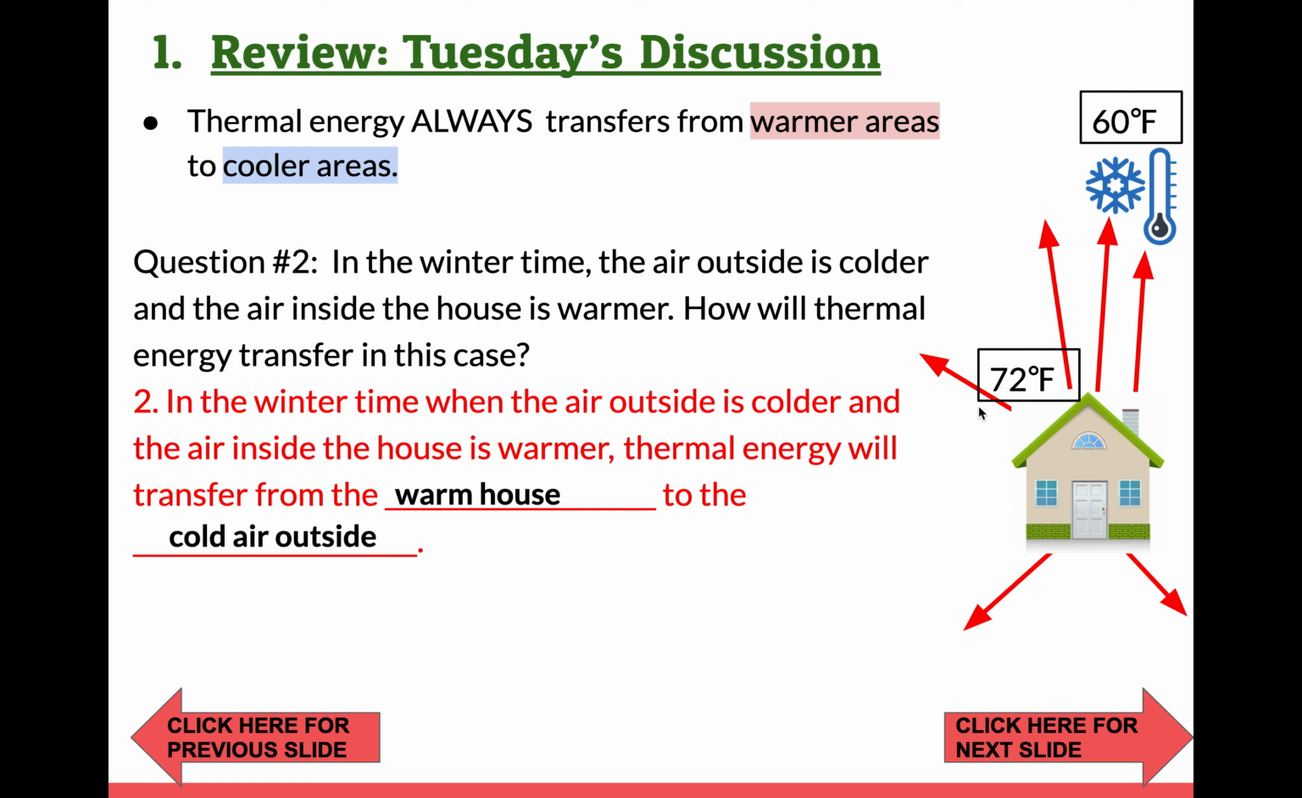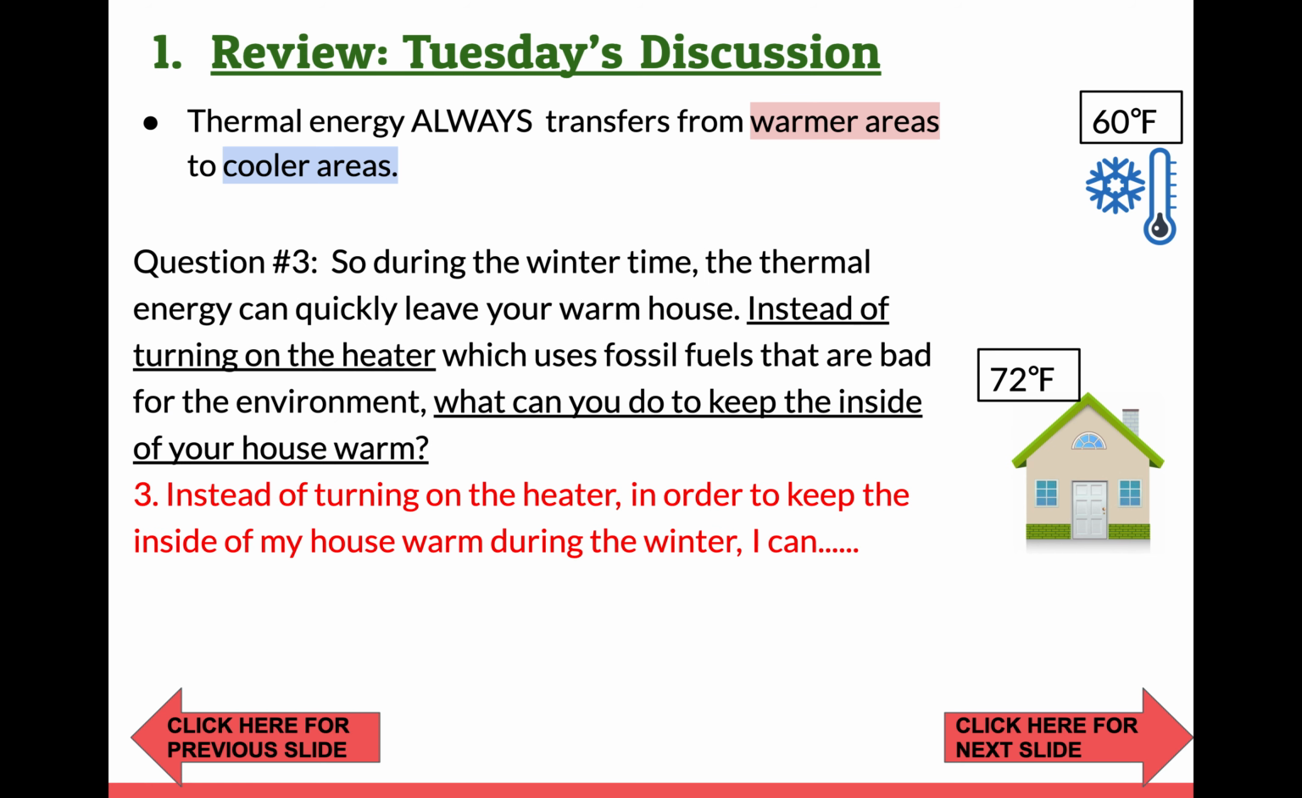It's pretty simple. Find the warm object and make thermal energy go out of the warm object to the colder air outside. Third question. So during the winter time, thermal energy can quickly leave your warm house. So instead of turning on the heater, what can you do instead to keep the inside of your house warm? Well, I saw some really awesome answers and some great solutions from our students. So what can you do to slow down?